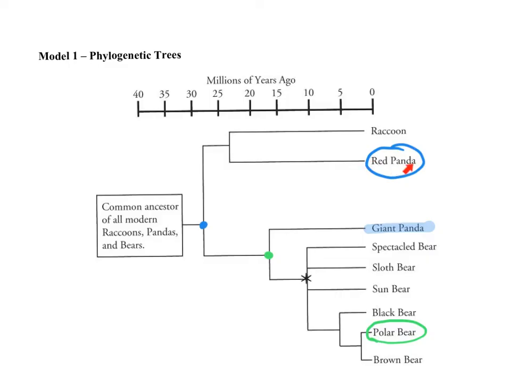Even though the name makes it sound like they're similar, the giant panda and the red panda actually don't have a common ancestor, or they do have a common ancestor, but it is much, much older than the common ancestor between the giant panda and the polar bear, which is only roughly about 16 million years ago.